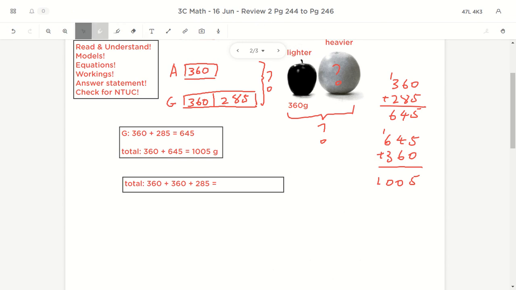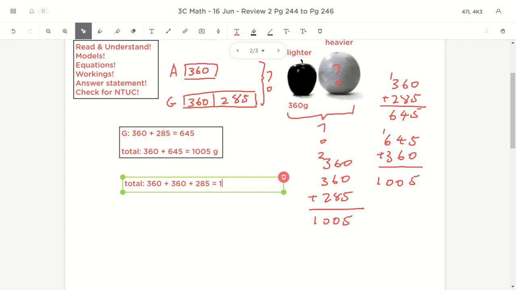Okay, so let's work it out. Instead of 2 steps, I can actually do this. 5, 6, 6, 12, 12 plus 8, 20. So you group 2, 2 plus 3, 5, plus 3, 8, plus 8 plus 2, 10. So same thing. That is the same answer also, 1005 grams. So you can do it step by step, find grapefruit and find the total, or you can just straight away find the total.